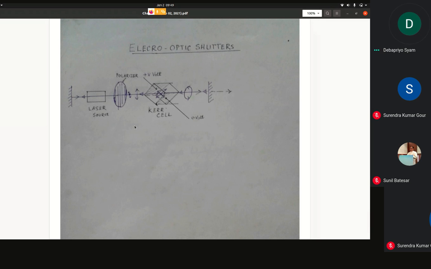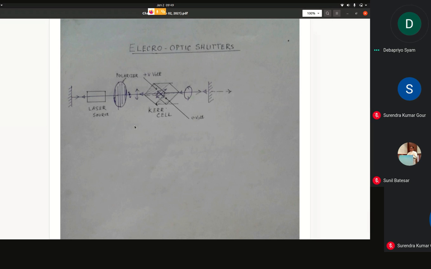And when that field is present within the cell, the nitrobenzene acts as a uniaxial crystal, like say calcite that you use in the Nicol prism. Calcite is a uniaxial crystal. Similarly, quartz is a uniaxial crystal. So when you apply an electric field in the stated direction, the nitrobenzene within the cell acts as a uniaxial crystal with the optic axis along the direction of the electric field.